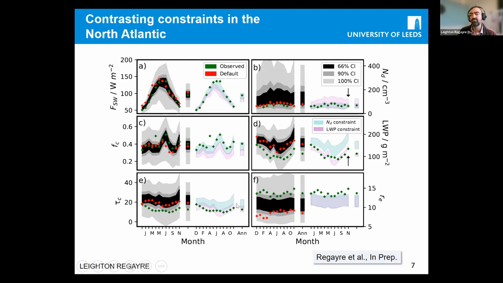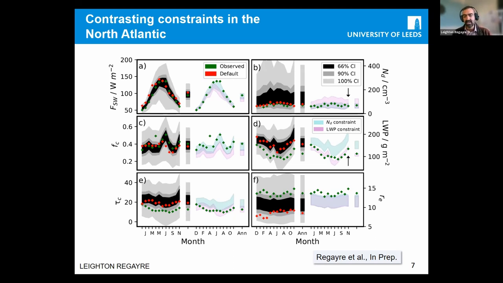So we've essentially reduced the model skill through this constraint. We've reduced the model skill at simulating cloud optical depth. And similarly, the constraint for liquid water path, which is shown in pink, doesn't do a very good job at simulating cloud fraction nor shortwave radiative fluxes. So this is giving us an indication that there's some sort of internal model discrepancy, some sort of inconsistency in how these things are represented.